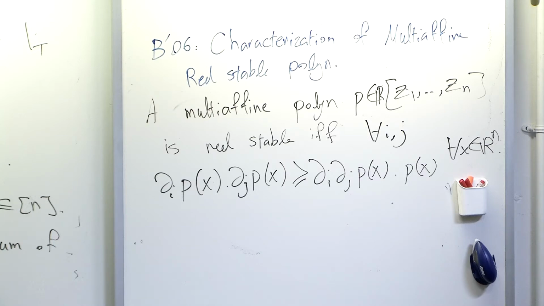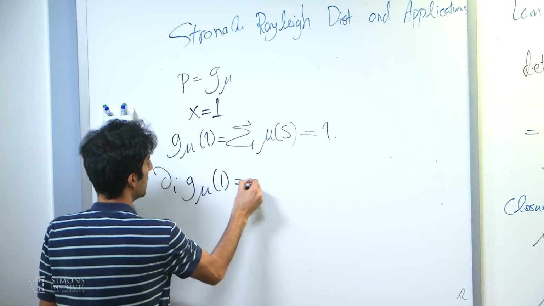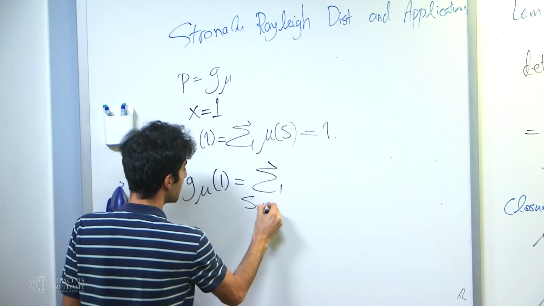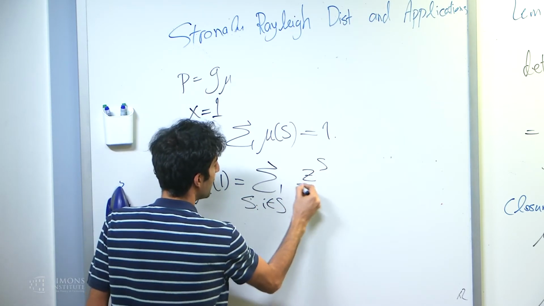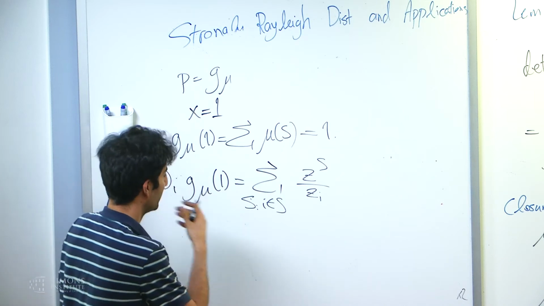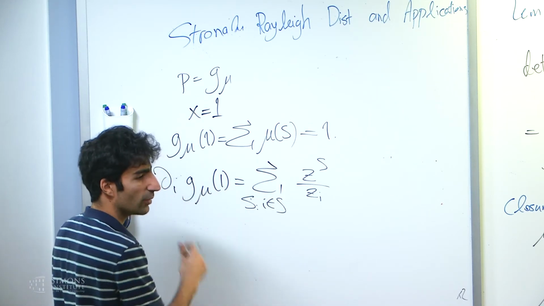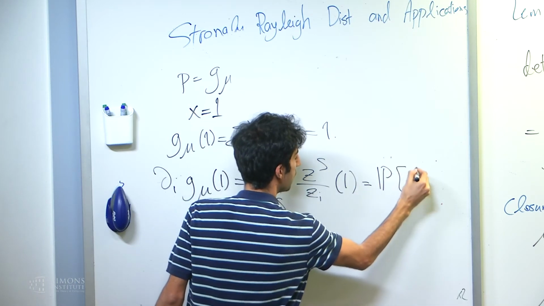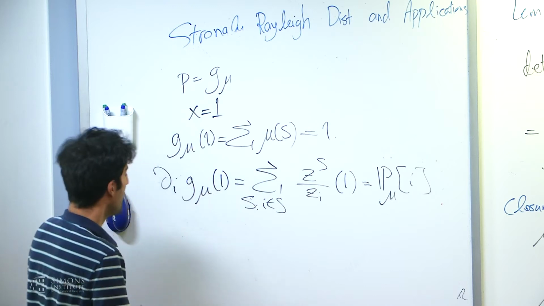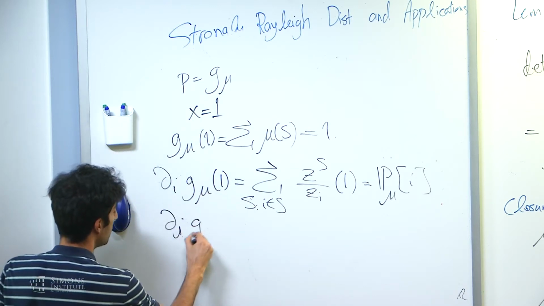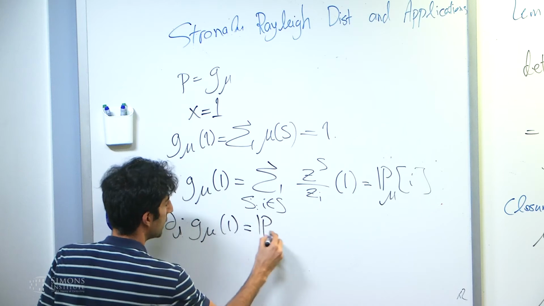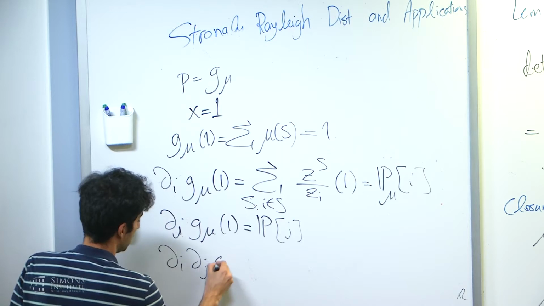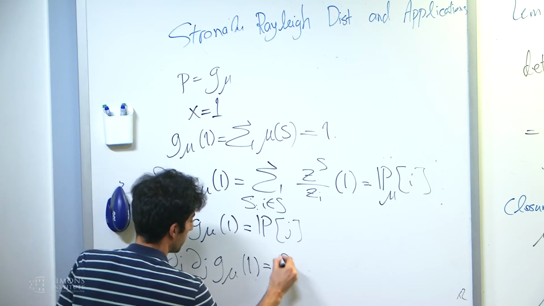What is partial i of G mu at 1? It's basically equal to the sum over all sets S such that i is in S of z to the S over z_i, because when you differentiate, z_i will go away. So you evaluate at all ones, and this is equal to the probability of i. And similarly, partial j of G mu at 1 is equal to the probability of j, and partial i partial j of G mu at 1 is equal to the probability of i, j.